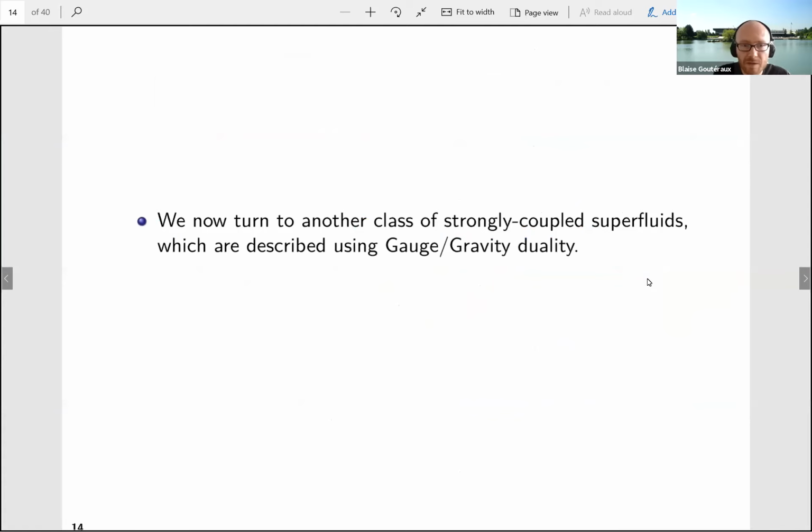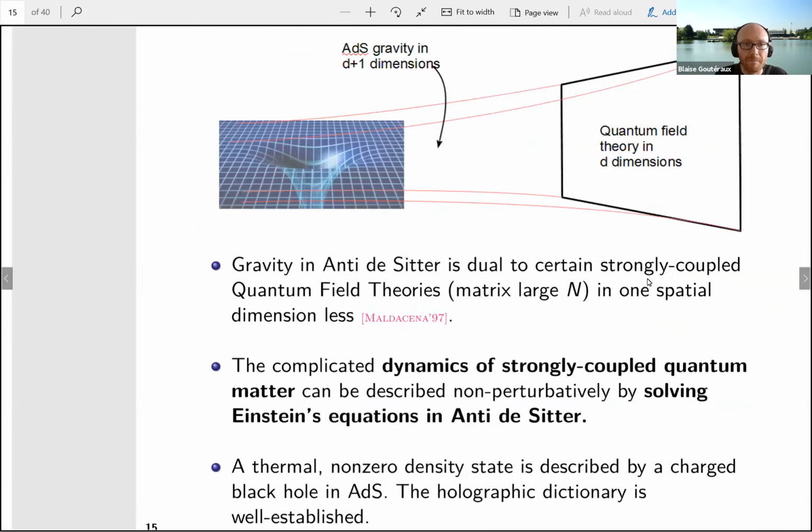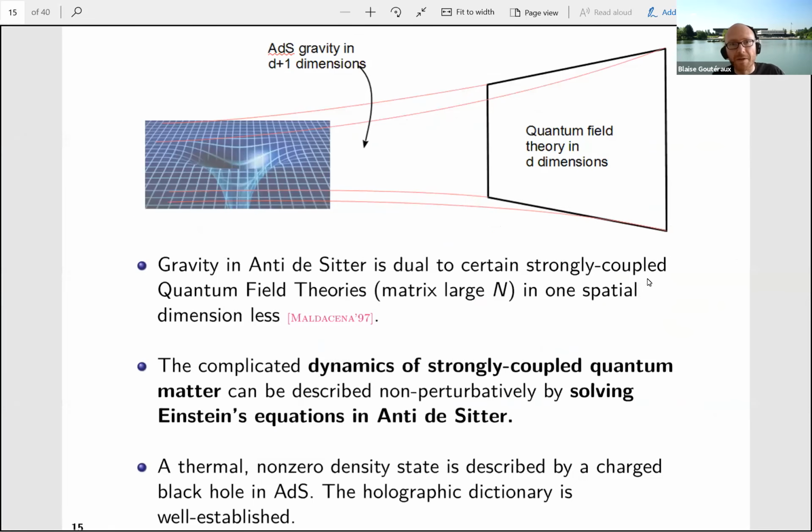Good. So let's now turn to another class of strongly coupled superfluids that we can describe using gauge gravity duality. This is my very sketchy introductory slide on AdS/CFT, just in case. For those people that are familiar with this, this is clearly not enough. For people that are not familiar, this is also not enough, but it might give you enough of a hint of what I'm discussing so that you can connect the dots.